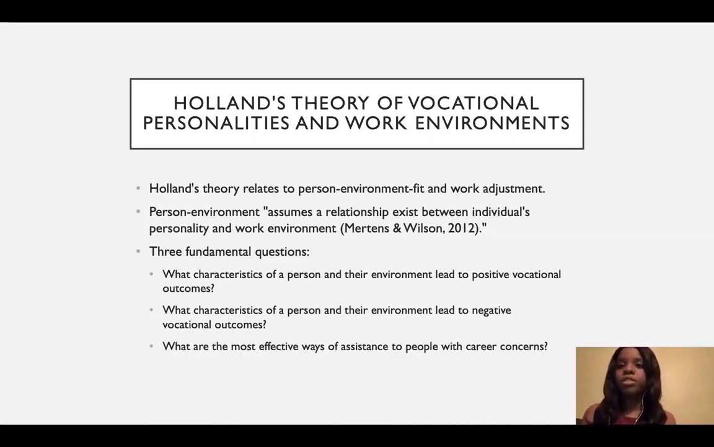The first question is, what characteristics of a person and their environment relate to positive vocational outcomes? That outcome can relate to job satisfaction. The second question is, what characteristics of a person and their environment lead to negative vocational outcomes? This can relate to dissatisfaction with the work that they're in and also decisions about the career. And lastly, he believes that his theory answers the question of what are the most effective ways of helping people with career concerns.